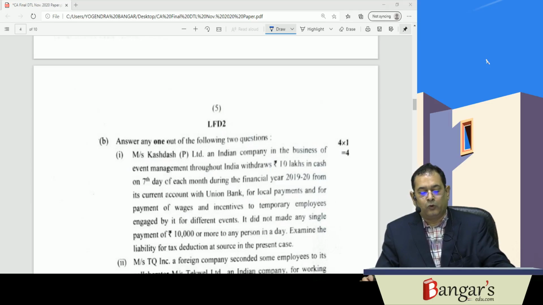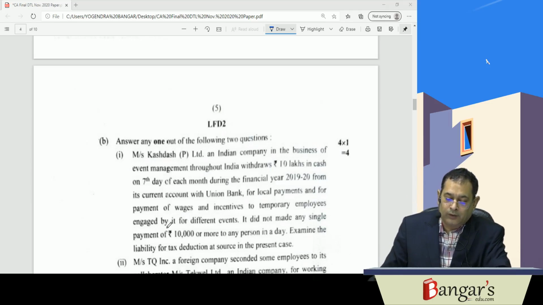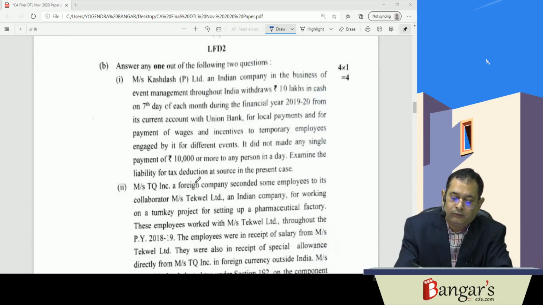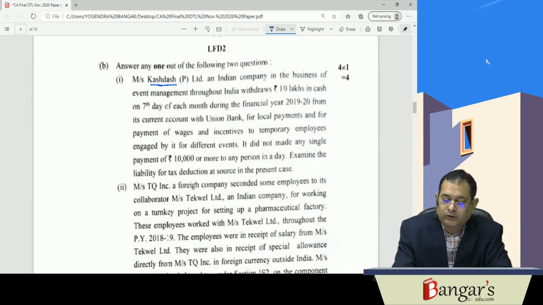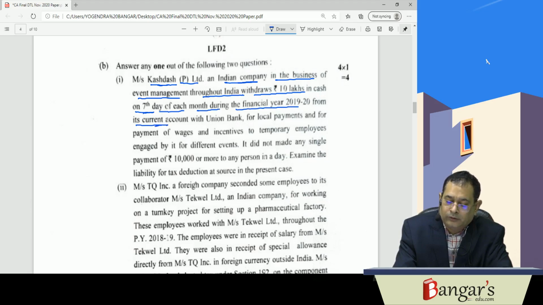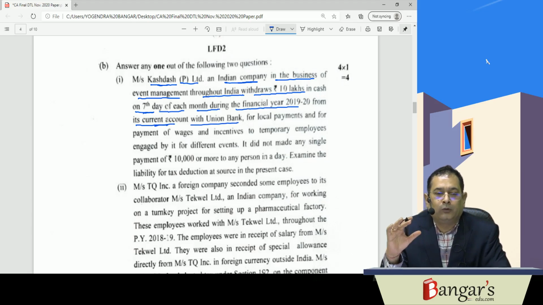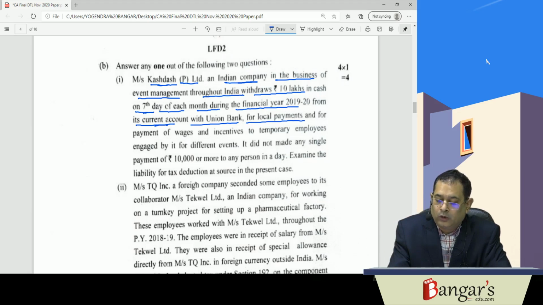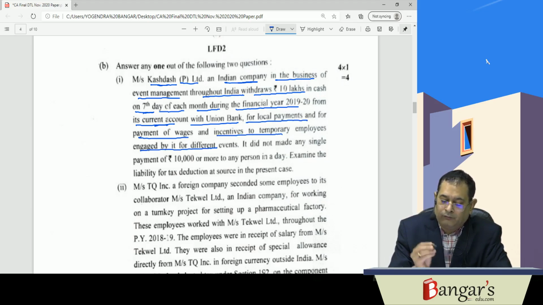Now let us discuss one more question. Answer any one out of the following two questions. First is, Messrs Kashdash Private Limited, an Indian company in the business of event management throughout India, withdraws 10 lakhs in cash on 7th day of each month during the financial year 19-20 from its current account with the Union Bank. So they are withdrawing every month 10 lakh rupees from their current account for local payments and for payment of wages and incentives to temporary employees engaged in different events.